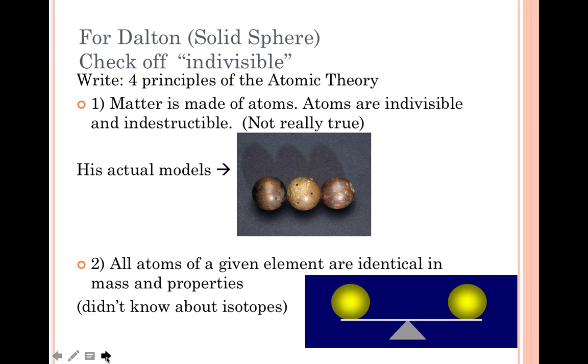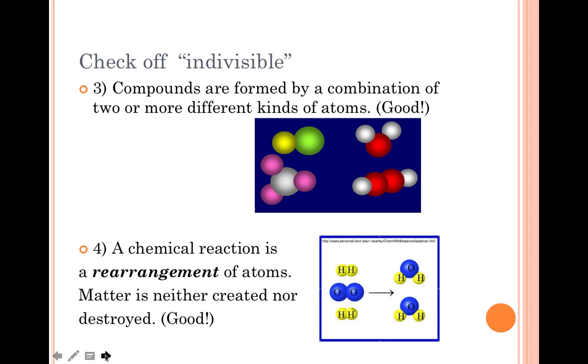The last two principles, though, were pretty much on. He said compounds are formed by the combination of two or more different kinds of atoms. So like water was formed from hydrogen and oxygen, for example, and that's pretty much true. He also said a chemical reaction is the rearrangement of atoms, and that matter is neither created nor destroyed. So again, very good idea in terms of being pretty much spot on. But again, he still didn't realize they had parts. So in your checklist next to Dalton, you should put indivisible.